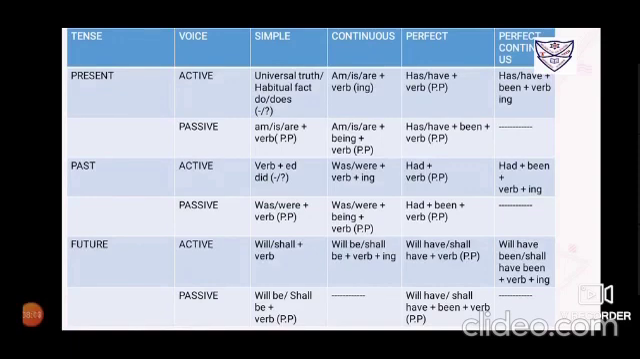Next, simple future. Active voice will be will, shall plus verb in its first form. I will eat ice cream. I shall eat ice cream. We shall eat ice cream. Next, for the passive voice, you have to add just a word, that is be. Will be or shall be, and the verb you have to bring to its past participle form.